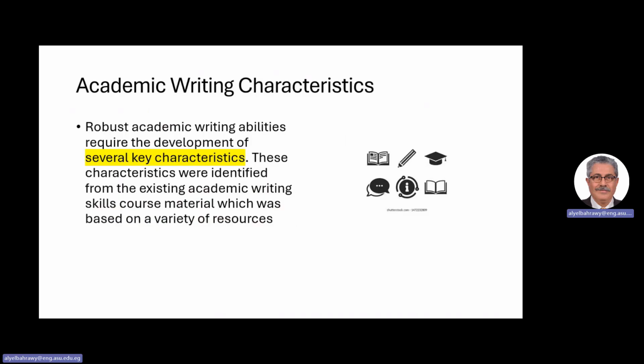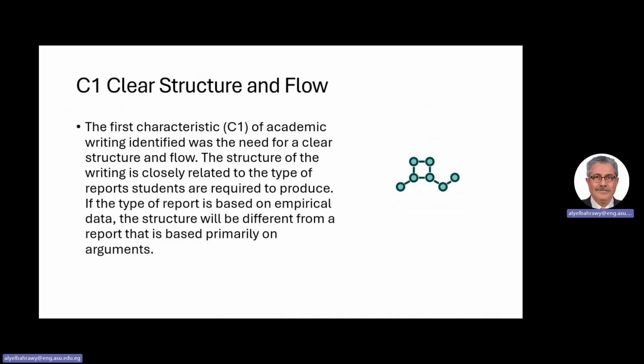Academic writing requires the development of several key characteristics. These characteristics were identified from the existing academic writing skills course material, which was based on a variety of resources, and you can find this in many different references used to teach academic writing, but here they have their own articulation. Number one is clear structure and flow.